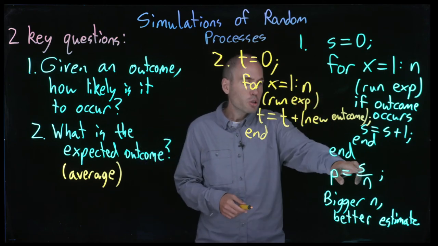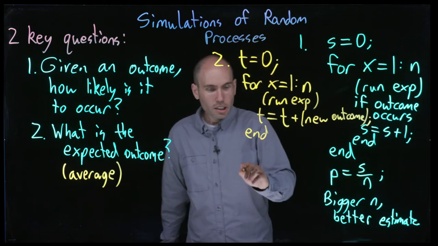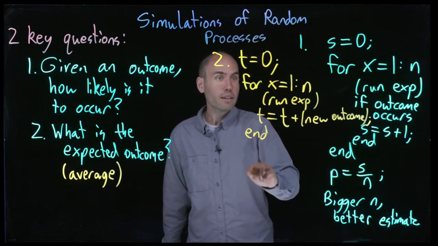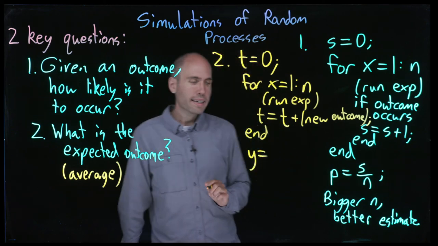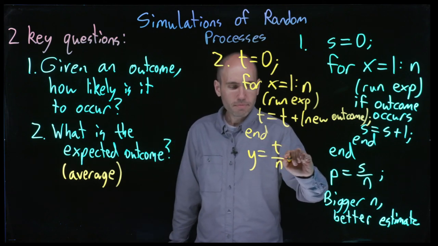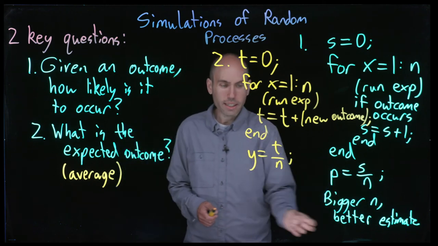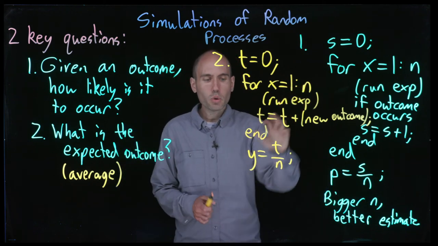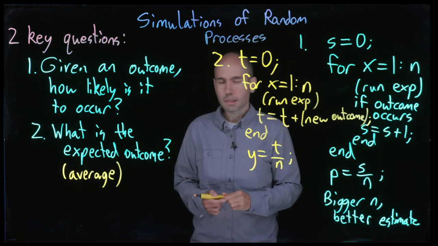And here we had the number of successes divided by the number of experiments. It's going to be very similar here. Let's say, how about y for my expected outcome? That's going to be t divided by n. And you should have the exact same intuition as over here, that the more experiments you do, the closer you expect this to be to the actual expected value.